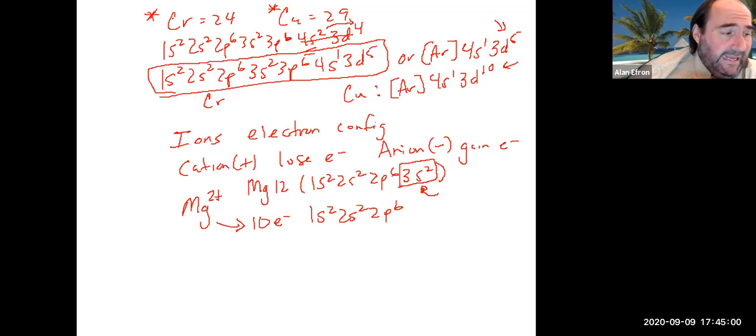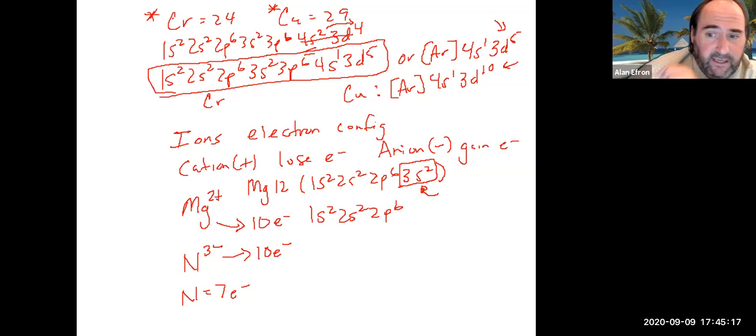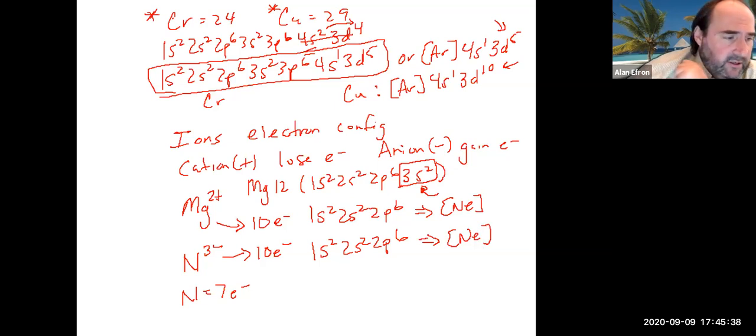If you take something that gained electrons, say nitrogen with a -3 charge: nitrogen with no charge has 7 electrons. With a -3, it means it gained 3 electrons, so this one would also end up with 10 electrons. The nitride ion with a -3 charge would have an electron configuration of 1s2, 2s2, 2p6. Now, you may say that looks very much like neon's configuration, and it is. Both of these now have the same electron configuration as neon.